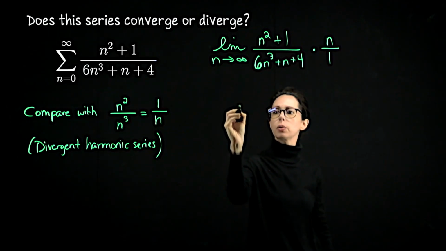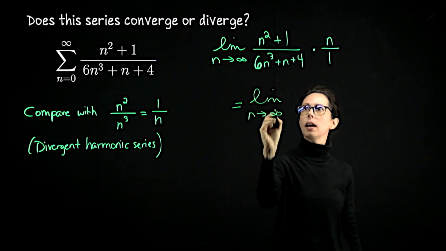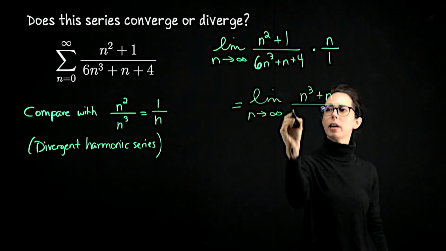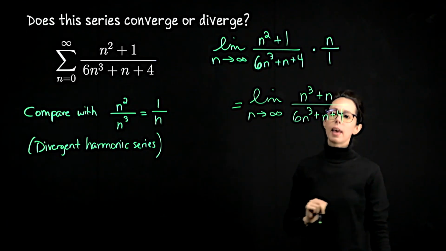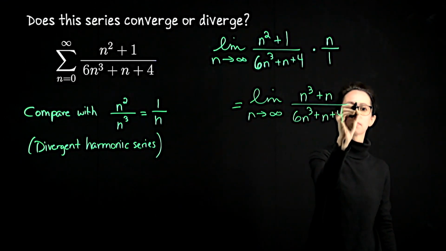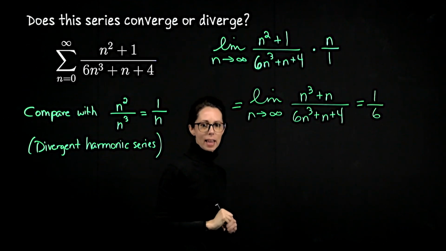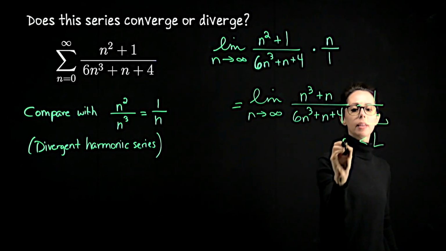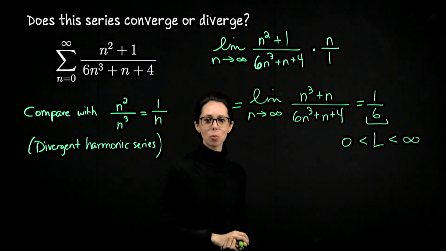Okay, so just to write it one more time, this is the limit as n goes to infinity of n cubed plus n divided by 6n cubed plus n plus 4. And then the limit of this ratio is going to be 1 over 6. Once again, that is this number L, and it's between 0 and infinity. It's a finite positive number.